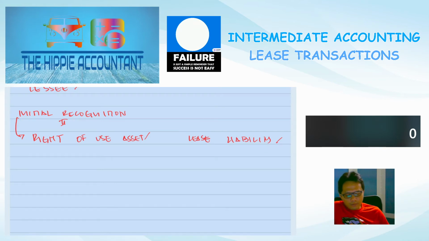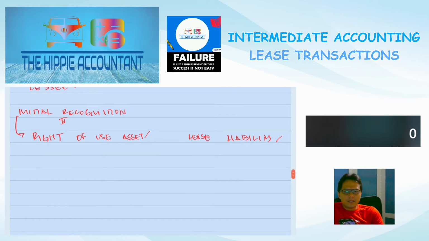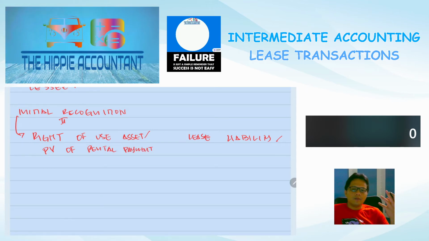Okay? So first, pag sinabihin po natin na right of use asset, ang components niyan, number one is that present value of rental payment. Okay? Present value of the regular rental payment. Right of use asset yan siya.